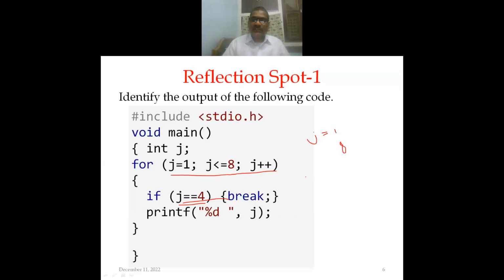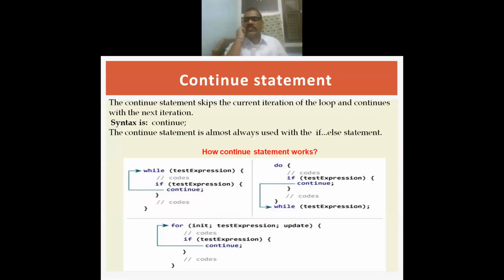So what could be the output it is going to print? j equal to 1, j equal to 2 and j equal to 3. When j becomes 4, we break this particular loop. So it is going to print only 1, 2, 3. That is the use of this break statement.